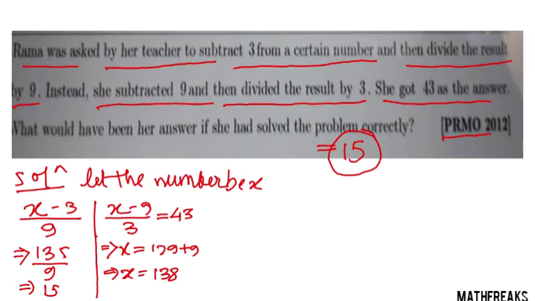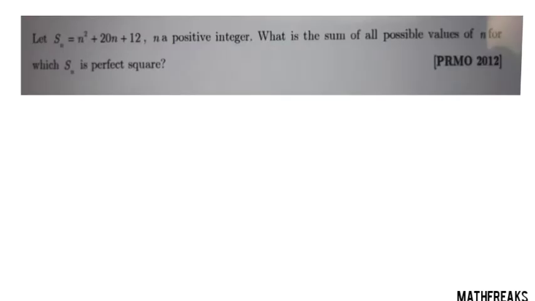I'm explaining this once again. She was asked to subtract 3 from a certain number and then divide the result by 9, but instead what she did is she took the number, subtracted 9 instead of 3 and then divided the result by 3 instead of 9. The answer she got was 43. So you just had to make an equation out of it and solve for x. So now let's move on to the next question.